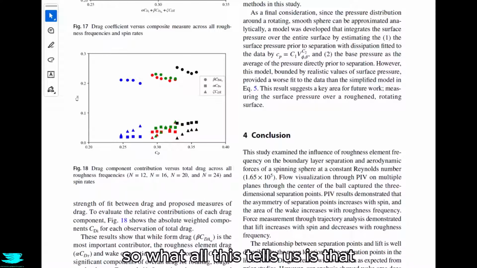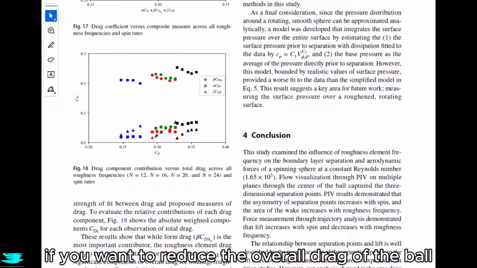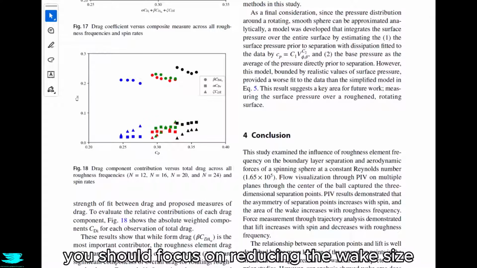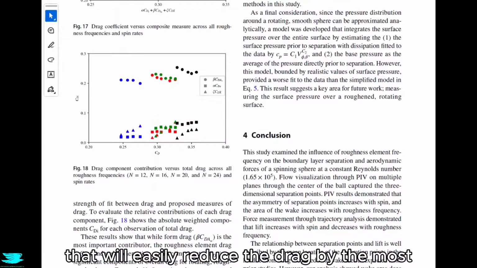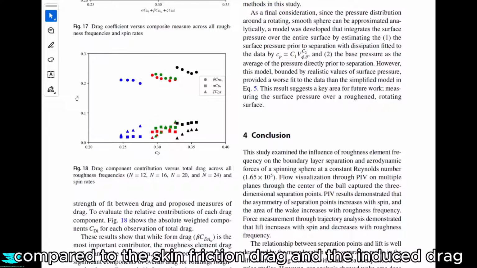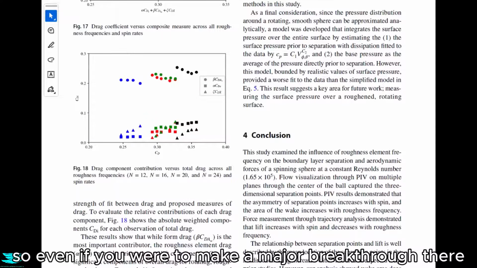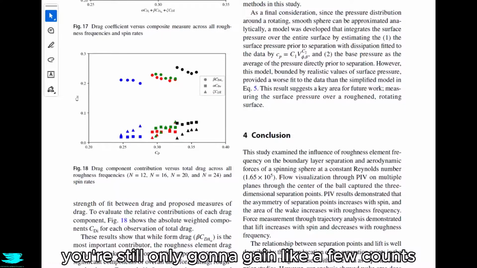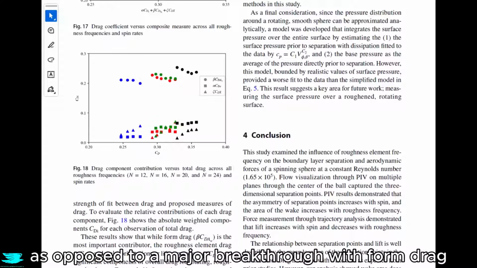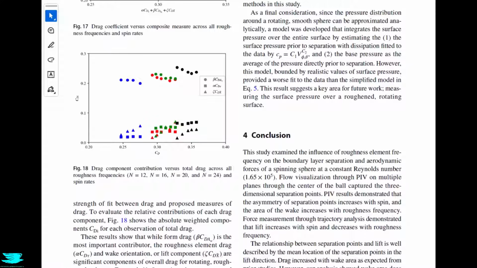So what all this tells us is that if you want to reduce the overall drag coefficient of the ball, you should focus on reducing the wake size. That will easily reduce the drag by the most compared to the skin friction drag and the induced drag, because there's not nearly as much there to really get out. So even if you were to make a major breakthrough there, you're still only going to gain a few counts, as opposed to a major breakthrough with form drag. You're going to get like 20 counts, 100 counts.